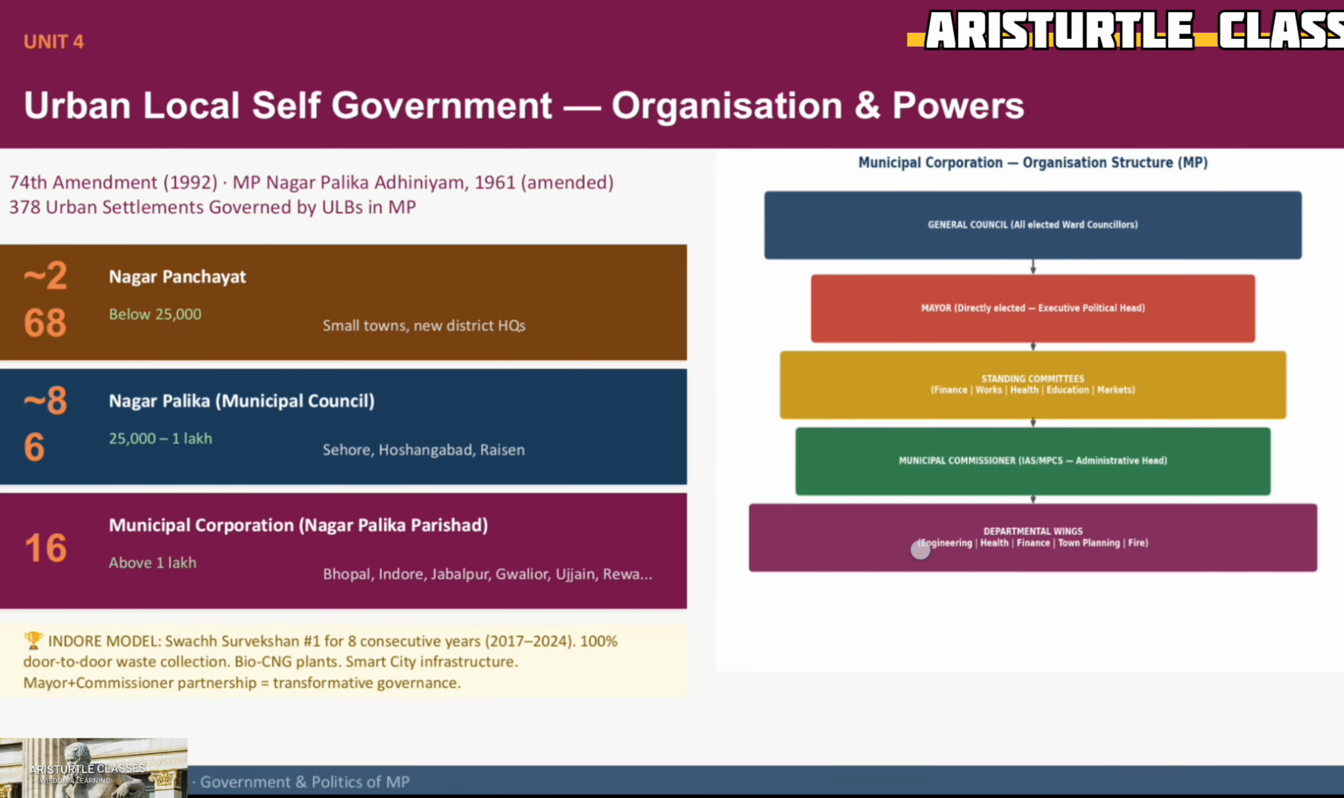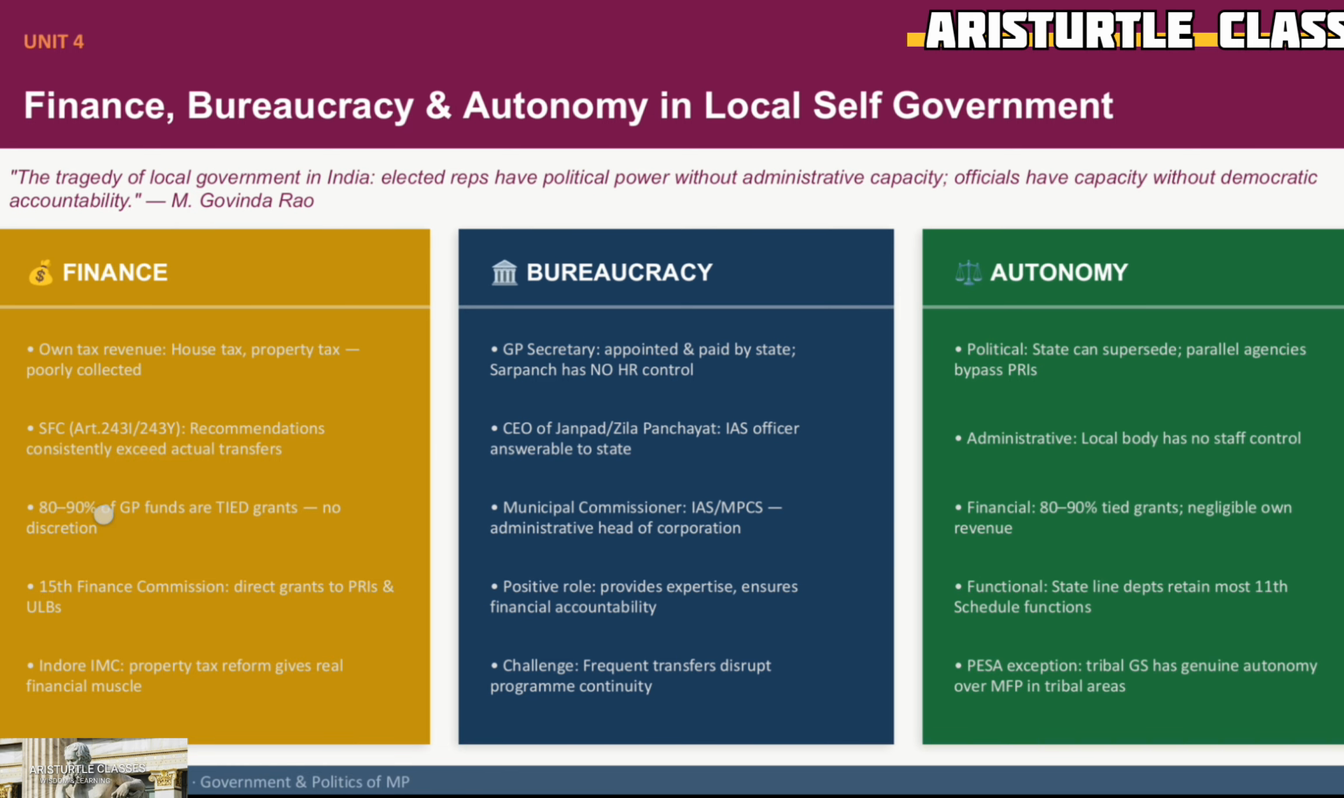If the population is between 25,000 and 1 lakh, we constitute a Nagar Palika there, a municipal council. If the population is above 1 lakh, then we consider this a big city and we constitute a municipal corporation, Nagar Palika Parishad, or we can say Nagar Nigam. So this is the thing. People here also are elected, and at the apex level, we have an IAS officer who is taking care of the administrative functions.